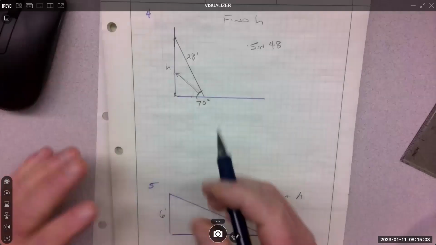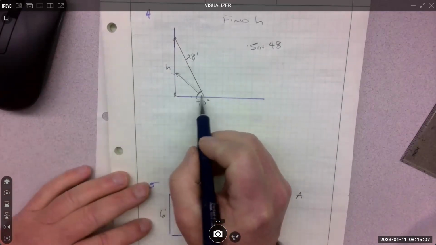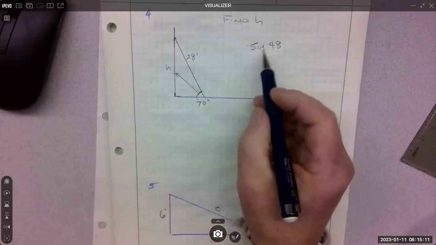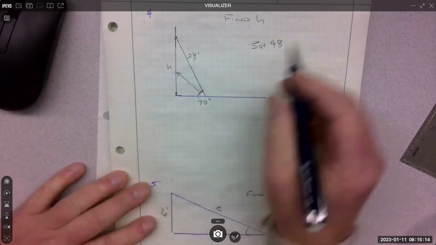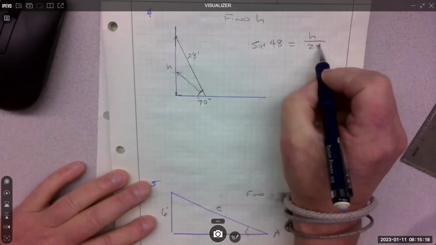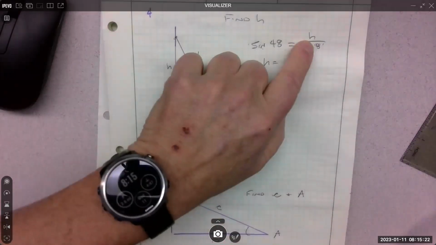So again, you've got to have a graphic. You've got to put in what you know and where it is. And then think about, oh, is this opposite or is this adjacent? And then go for the function. Sine 48 is opposite H over 28 feet. H equals. How do we get to H?